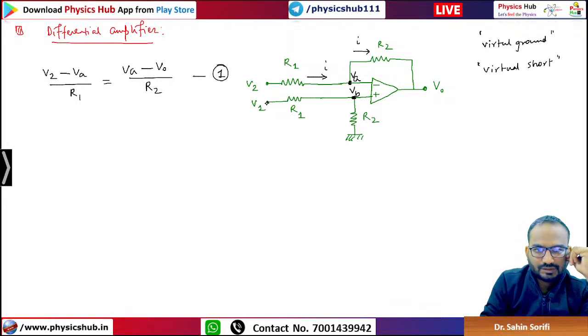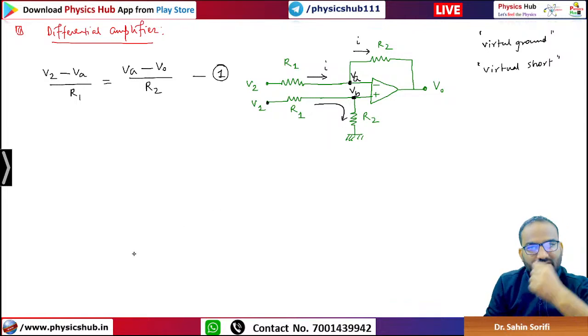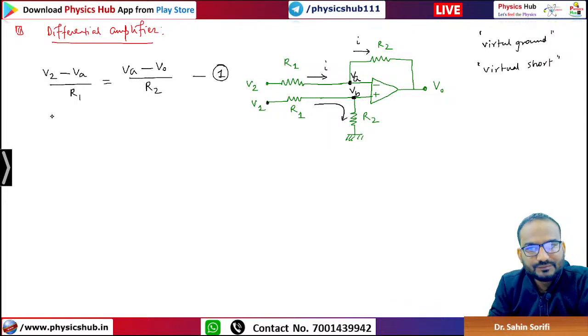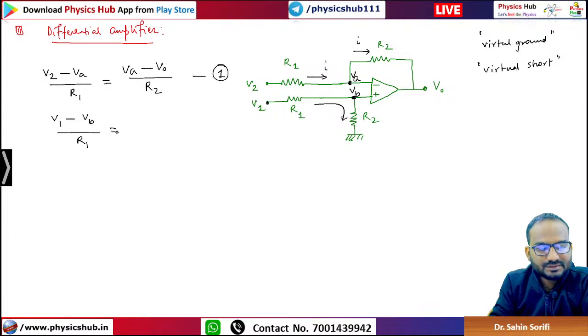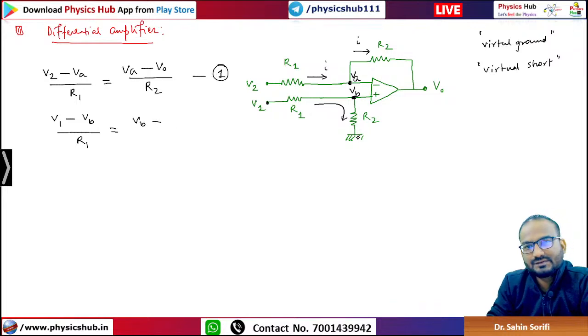On the other hand, you can see the current is flowing in this path, right? So V1 minus VB by R1 is equal to VB minus 0 divided by R2. Look, because of the infinite input impedance, current is not going in this path. Current is going along this path. And we could write this relation. Let's say this is equation number 2.